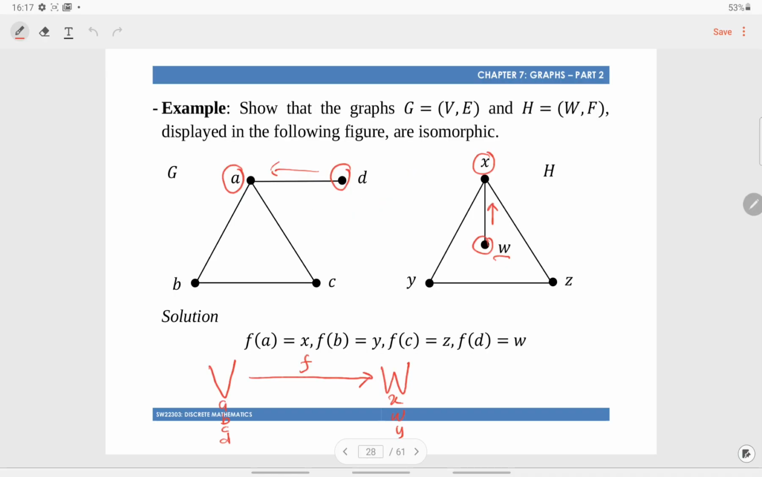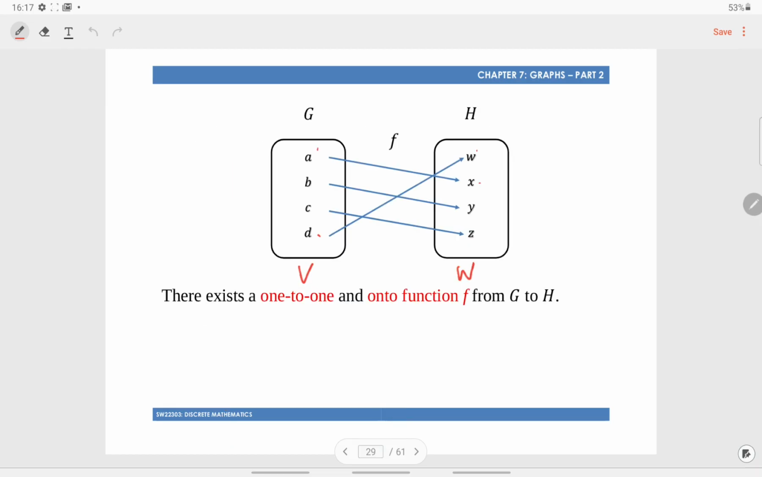For B, this vertex is just like the vertex Y. It is connected to X and X is connected to W. So B is connected to A, which is connected to D. So we can map B to Y. And finally, the remaining vertex is C. So we map C to Z.